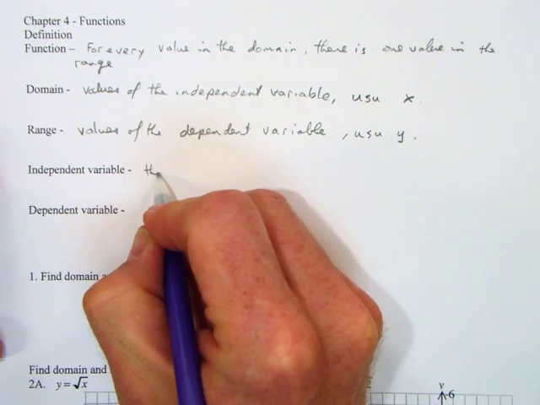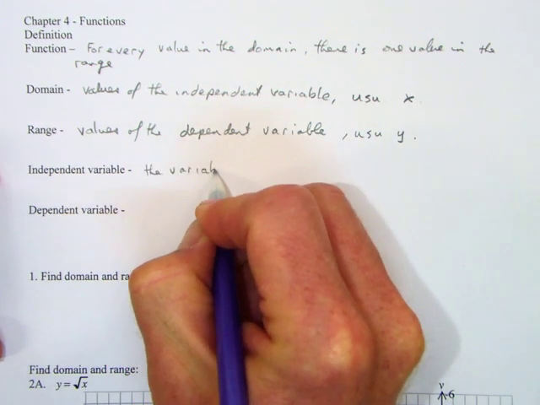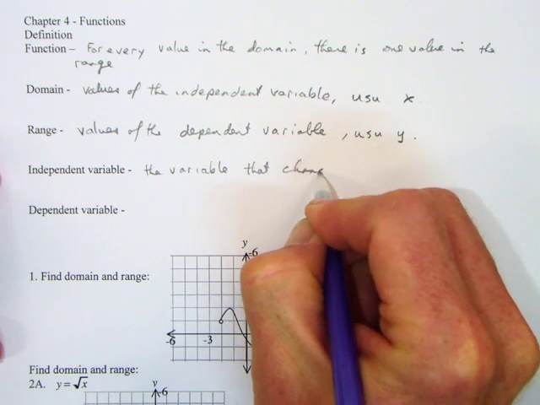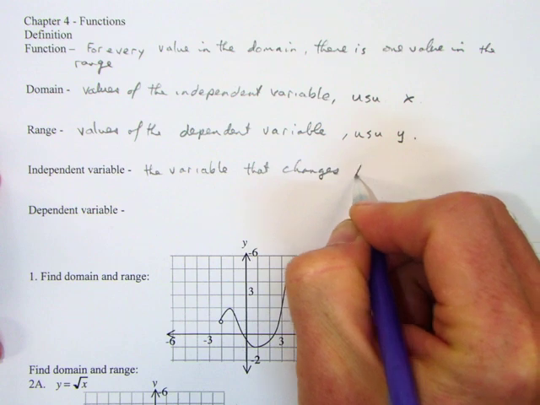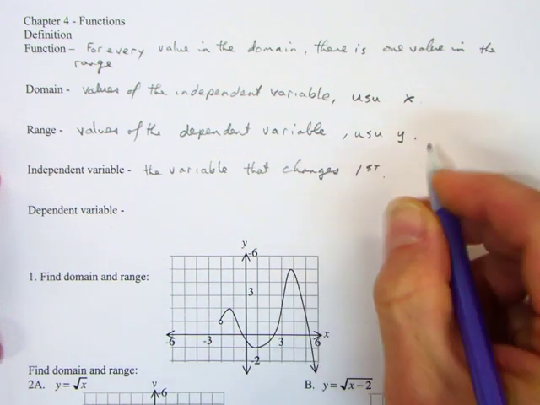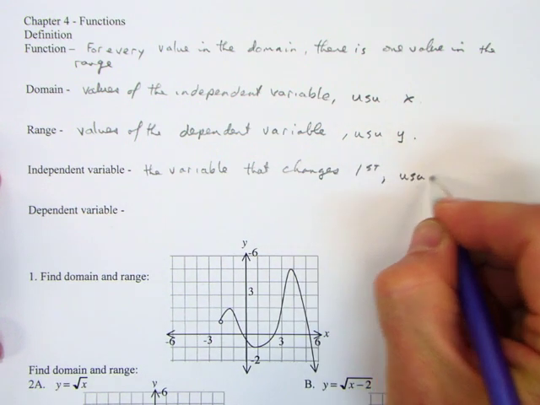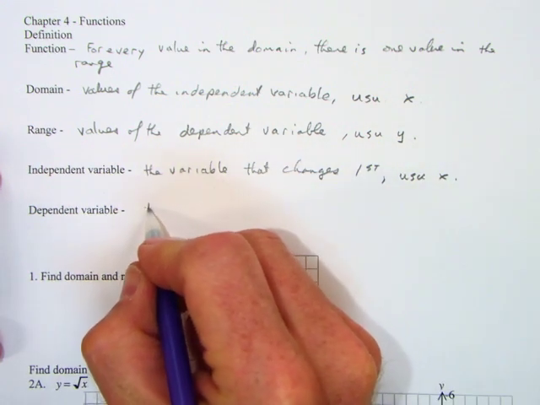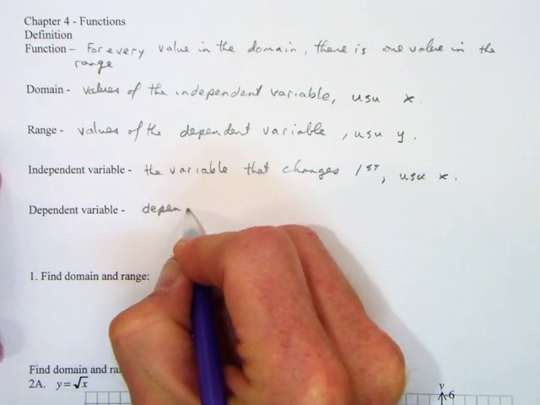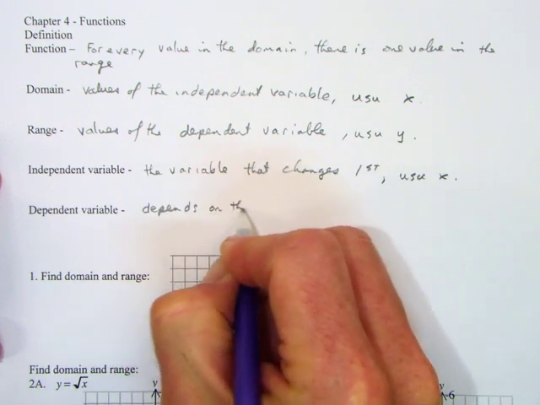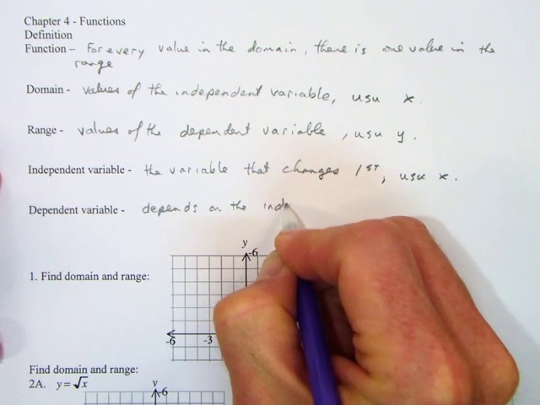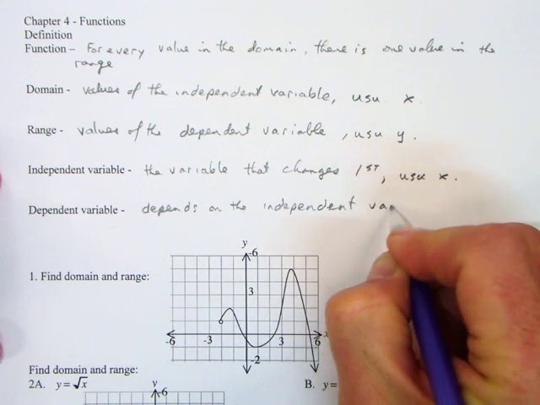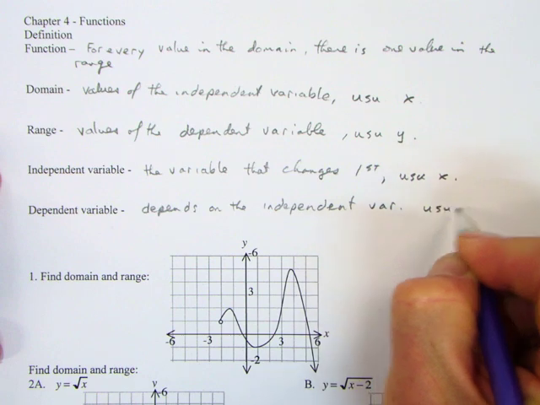Independent variable is the variable that changes first. Again, that is usually x, or it could be time if that's what we're talking about. And the dependent variable depends on the independent variable. And that one's usually y.